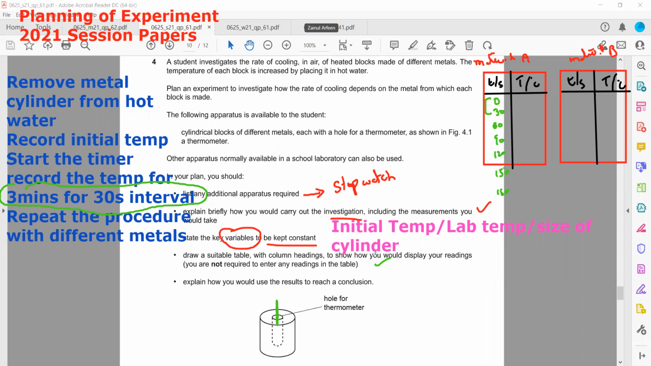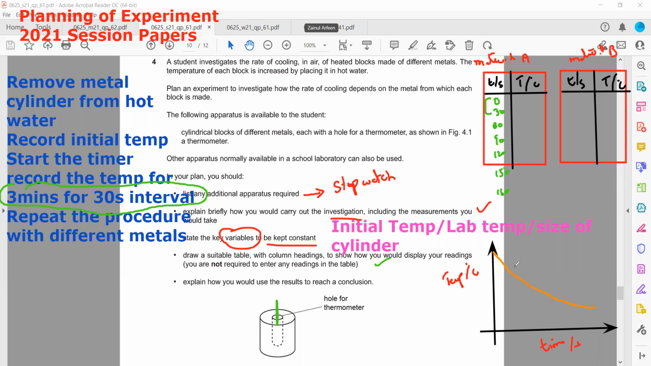Whenever you want to reach a conclusion, there should be some data in front of you, or you should have a graph. So what we will do, we will plot a graph between the temperature on y-axis and time on x-axis. And as you can see, it is obvious if it is a rate of cooling, the temperature will decrease with the passage of time.